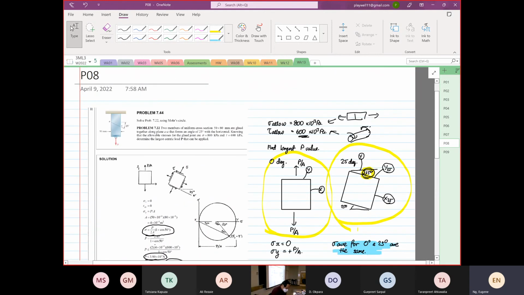Also, as I mentioned enough times, the allowable normal stress and shear stress are carried out unidirectionally, meaning one direction. So you can only use either the normal stress or the shearing stress. Any questions? So when you say the stress average is the same for 0 degree and 25 degree, is it always true? Always true. Okay. Always.